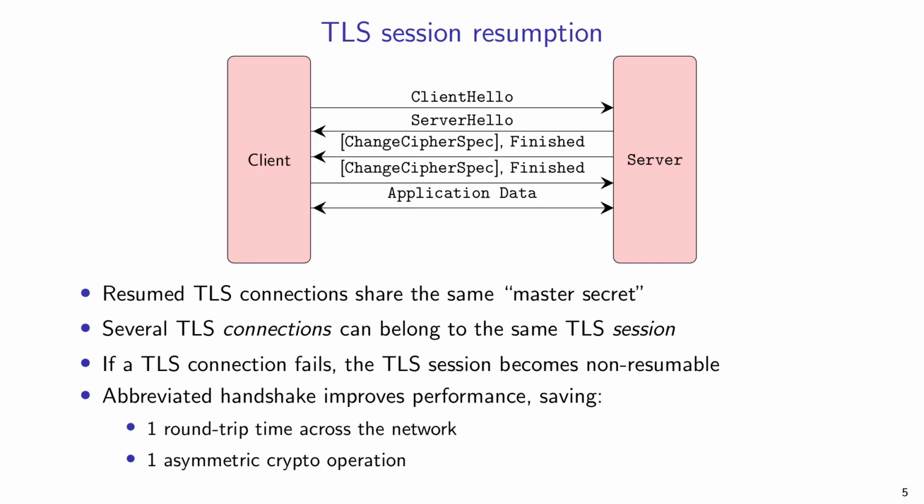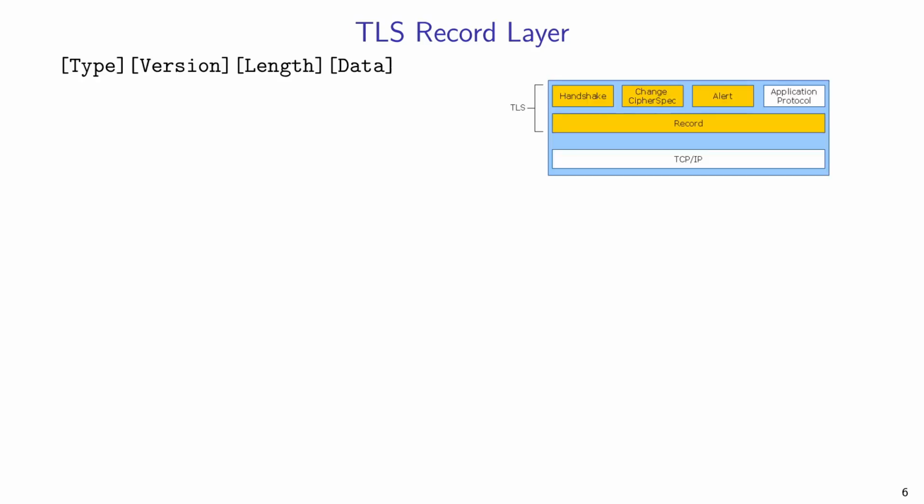Very good. I hope that by now it is clear to you how the TLS protocol works on a high level. Since we will implement this TLS protocol in the homework, let's go over each TLS protocol message and see what fields it contains and what they are used for. Let's start with the TLS record layer.